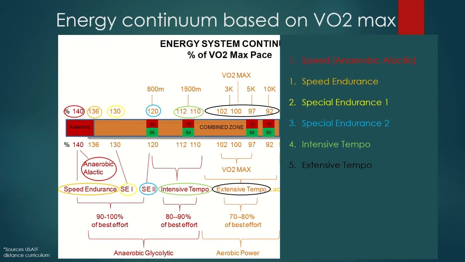But extensive tempo, this is a very general term that your sprint coach might use. They might say tempo 200s or tempo 400s, and to them that's like an aerobic day, and it really does equate to 2-mile pace for like a distance runner.